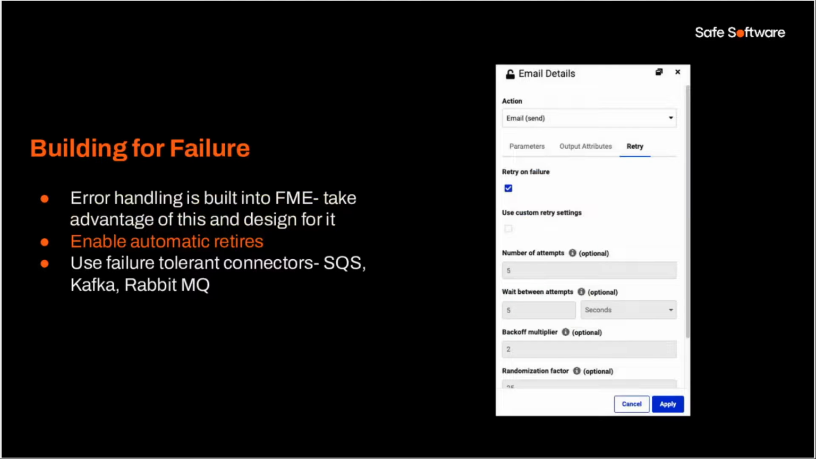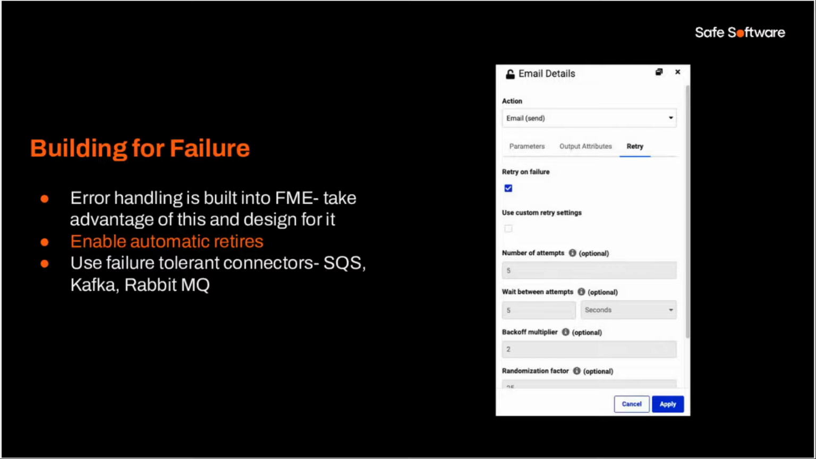Another thing we have in FME is the ability to retry jobs or retry actions if they do fail. So in this case, we're looking at an email. As you're sending the email, let's say you have a network blip and something fails. Now you can automatically retry this upon a failure. So if your email does not send, you can automatically retry it. This also applies to jobs as well.